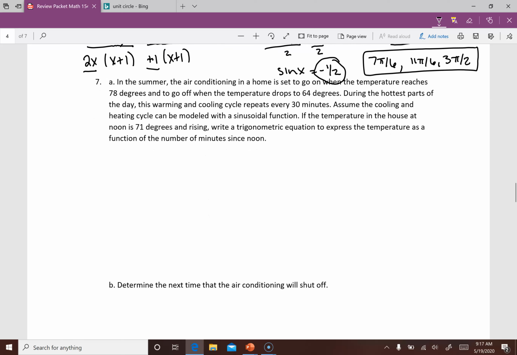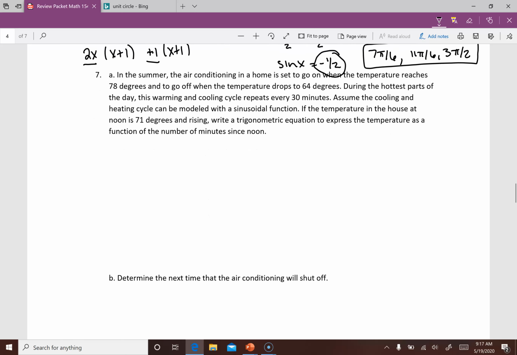There we go. All right, number 7 here. In the summertime, the air conditioning in a home is set to go on when the temperature reaches 78 and go off when it drops to 64. During the hottest parts of the day, the warming and cooling cycle repeats every 30 minutes.